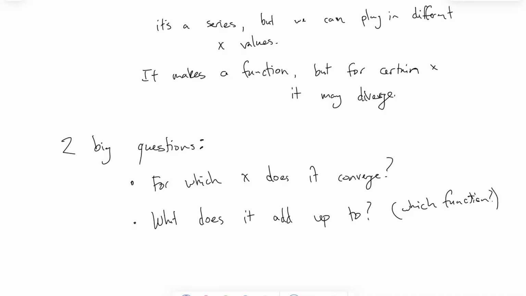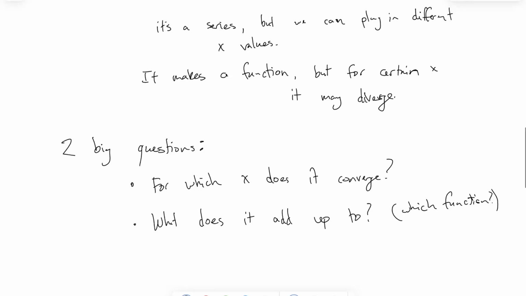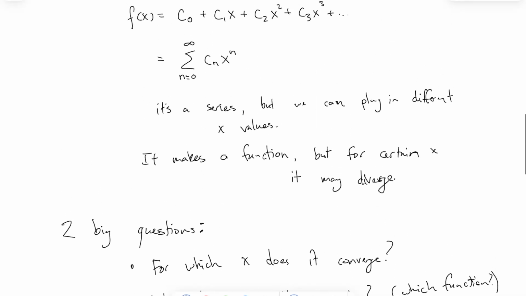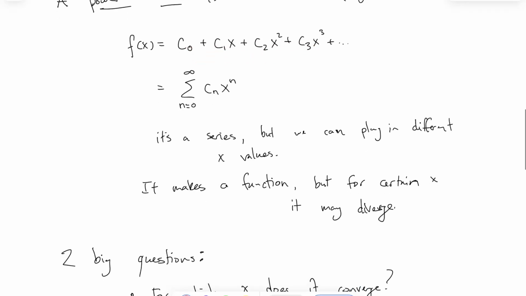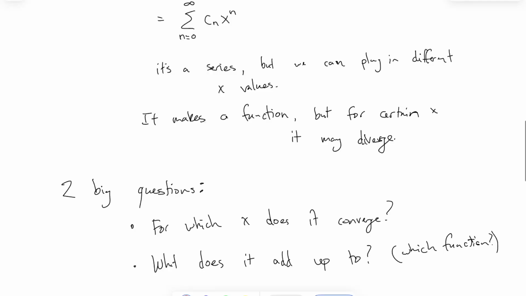This maybe is a vague question, but I'll let you know what I mean more specifically. If I give you a series where I actually tell you what these various coefficients are, can you tell me for which x does it converge? And furthermore, for those x where it does converge, what does it actually add up to? And does it add up to some recognizable function? This is what we're going to talk about eventually.